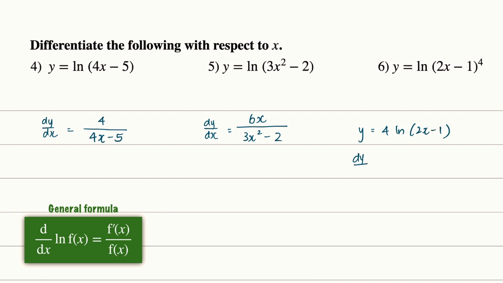Alright, after we have 4 ln(2x minus 1), what we can do is to differentiate this with respect to x by looking at the expression again. First, we can keep 4 at the numerator, differentiate the expression to give us 2, and place it at the numerator over 2x minus 1, which is the original expression. We can then simplify this further to give us 8 over 2x minus 1. I hope this is easy for you.